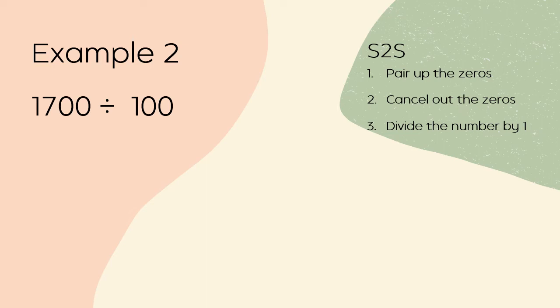1700 divided by 100. Step 1, pair up the zeros. So we have 1 zero here, we have 1 zero here, so they are already a pair. And then we have more zeros. So when it comes to more zeros, you need to pair them together. So red with red, green with green. So that's what it means by pairing. So that is step 1.